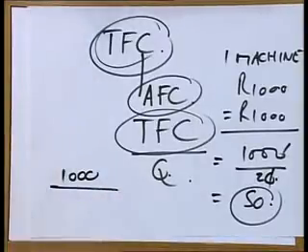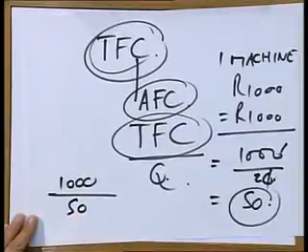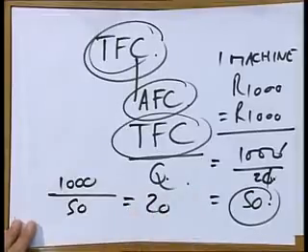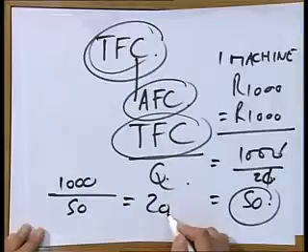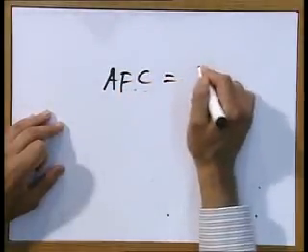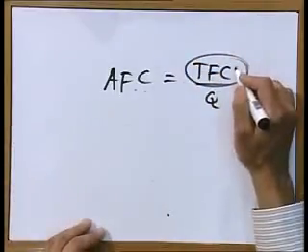Now let's look at a further example. Say your total fixed cost remains the same, but your output increases from 20 to 50. Now 1,000 divided by 50 gives you 20. So 20 is now your AFC, where it was 50 when you produced 20. What you will see with AFC, looking at the formula AFC equals TFC divided by quantity, is that what will remain constant all the time is your TFC.